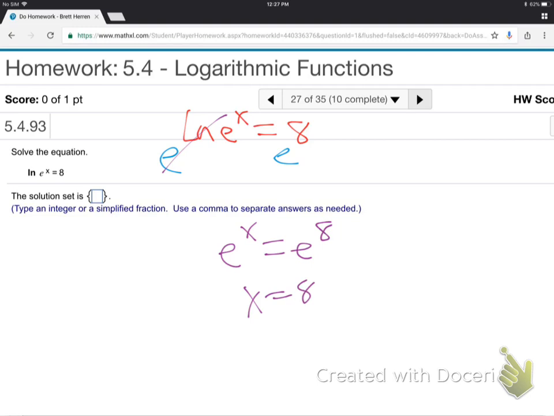Did that make sense? So whenever you have a log, you can get rid of it with a 10 power, or an ln, you can get rid of it with an e power. It's just the opposite. It's the same as if you wrote it as ln, the base e, to the... Yeah, totally. That's the other way.